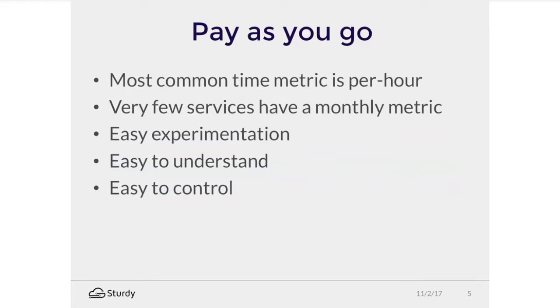So to finish this thought, the most common time metric is per hour. It's pretty rare that we see other variations. Recently, we're seeing more and more of the per second metrics, but it's very rare to see that monthly metric. I threw one in there just as an example, but by and large, it's going to be per hour or per second.